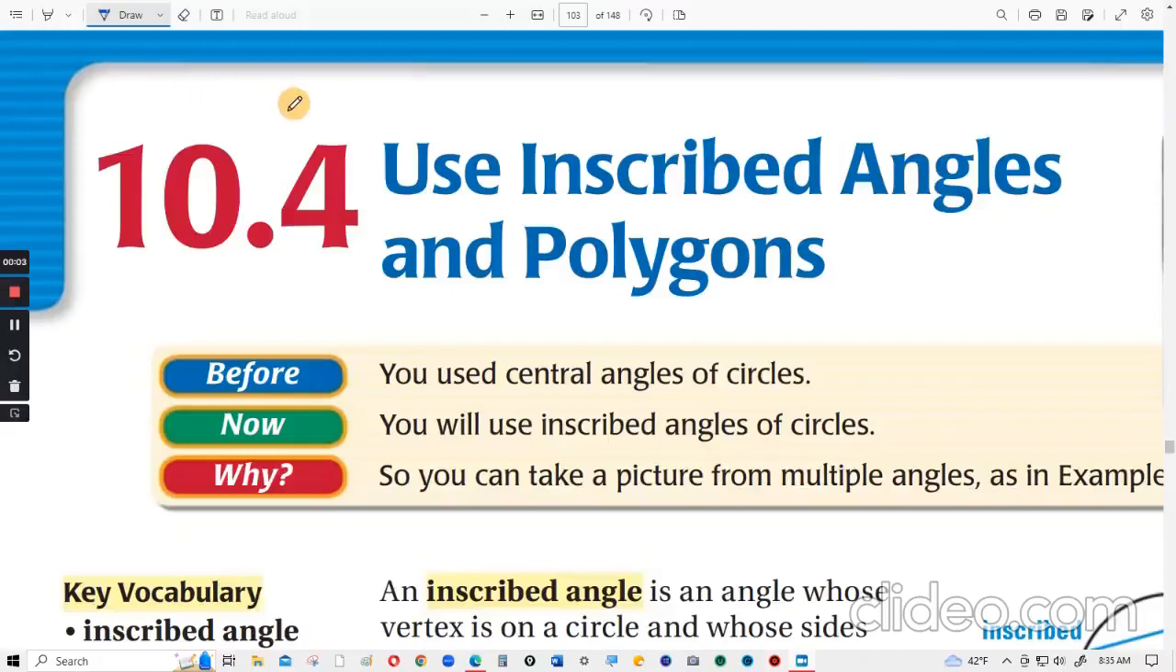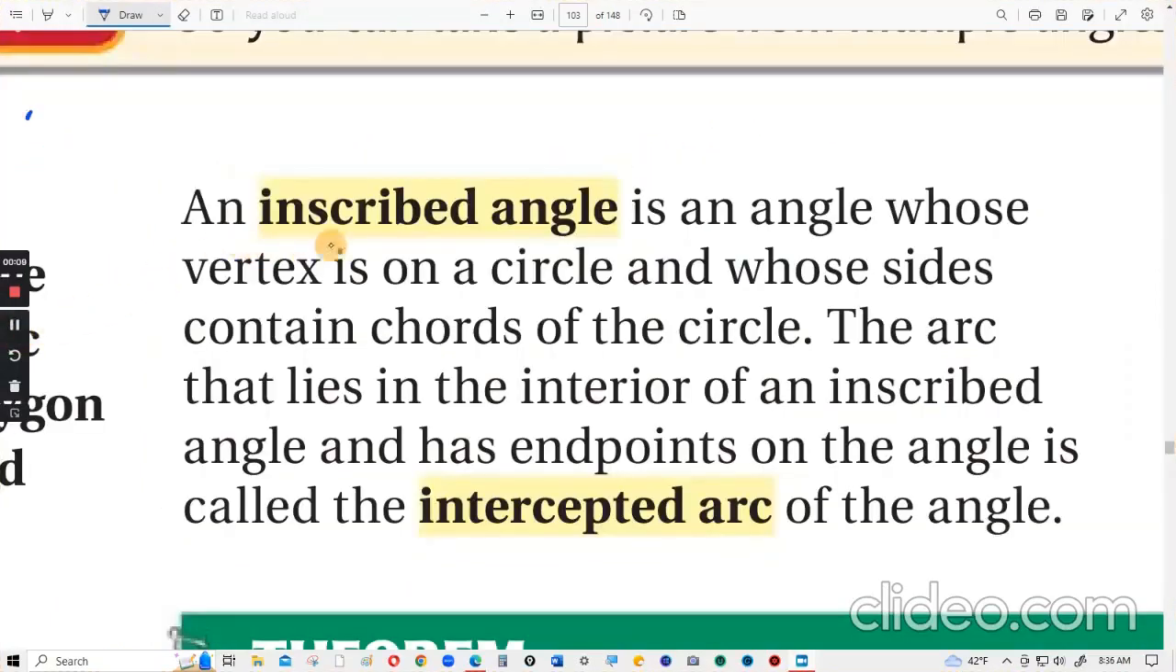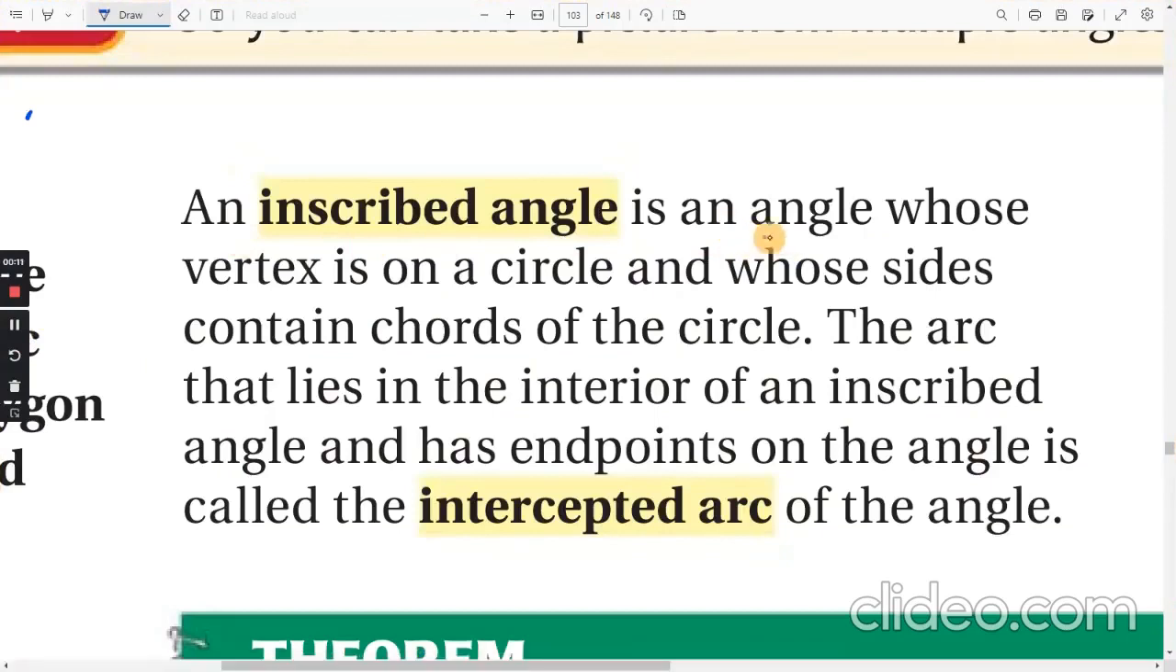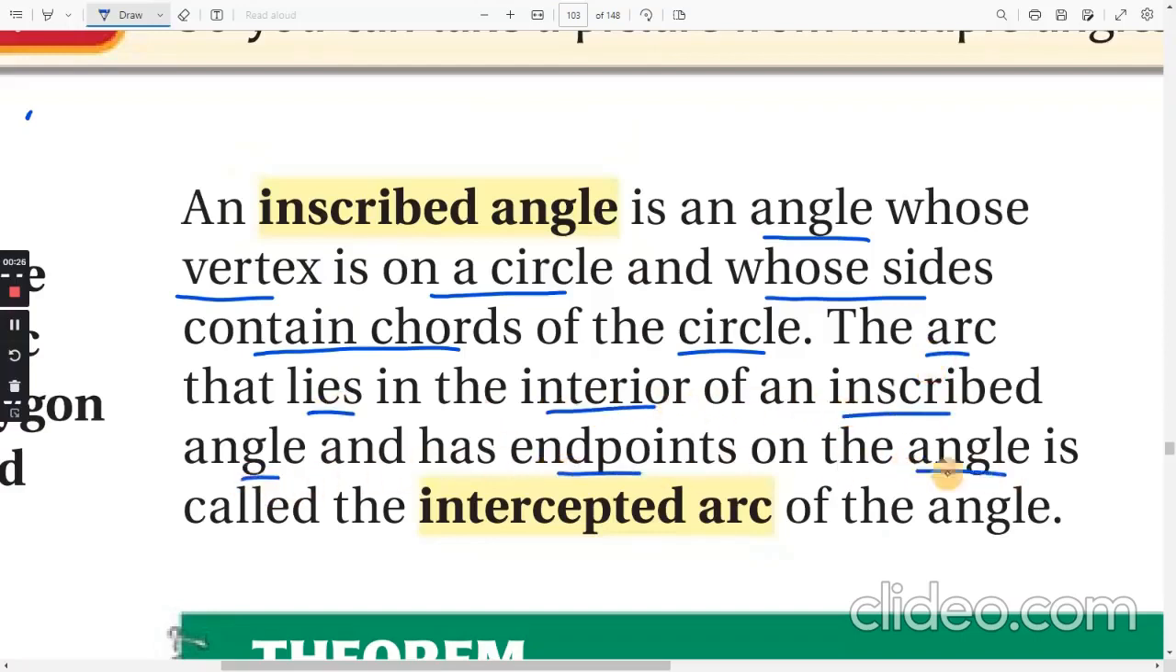Chapter 10.4, use inscribed angles and polygons. An inscribed angle is an angle whose vertex is on a circle and whose sides contain chords of the circle. The arc that lies in the interior of an inscribed angle and has endpoints on the angle is called the intercepted arc of the angle.